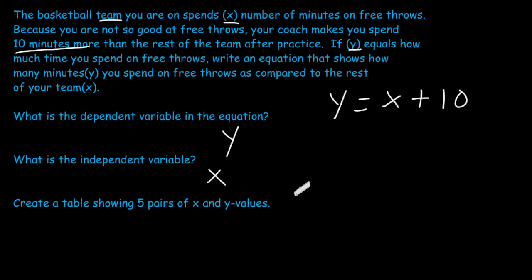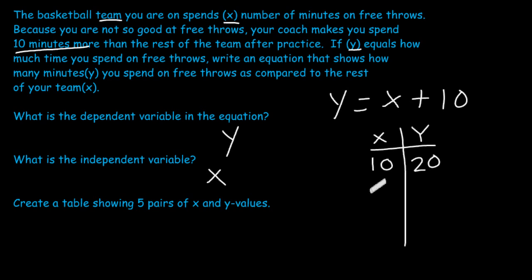Now what's being asked of us is to create a table showing 5 pairs of x and y values. So let's make an xy table, and let's label this side with an x value and this side with a y value. Because x is the independent variable, we are going to start by plugging some values into the x column. So let's say that the team practices 10 minutes of free throws. If we substitute the variable x in the equation with the number 10, 10 plus 10 would give us a y value of 20.